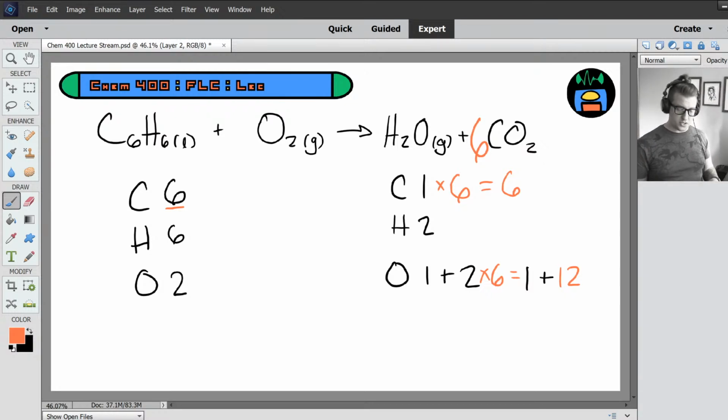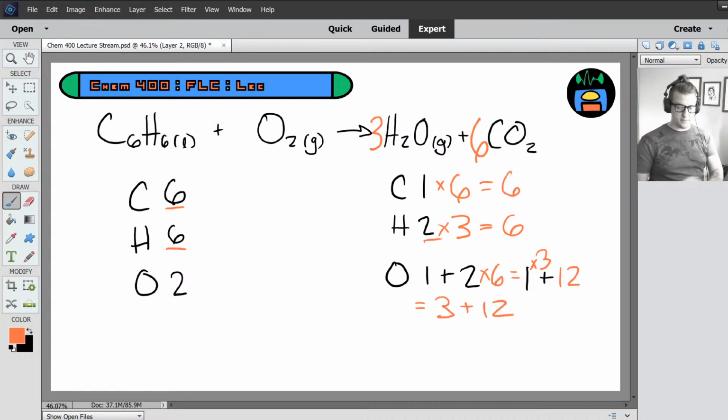Again, those don't go into each other evenly, so I'm going to procrastinate and take care of hydrogen. Now 2 goes into 6 3 times, so I'm going to multiply water by 3 to balance hydrogen. This also changes, again, our oxygen count. Now we have 3 plus 12 oxygen atoms on our product side. Carbon's balanced, hydrogen's balanced, all that's left is oxygen, and you'll notice that we have a total of 15 oxygen atoms on the product side, but only 2 on the reactant side.